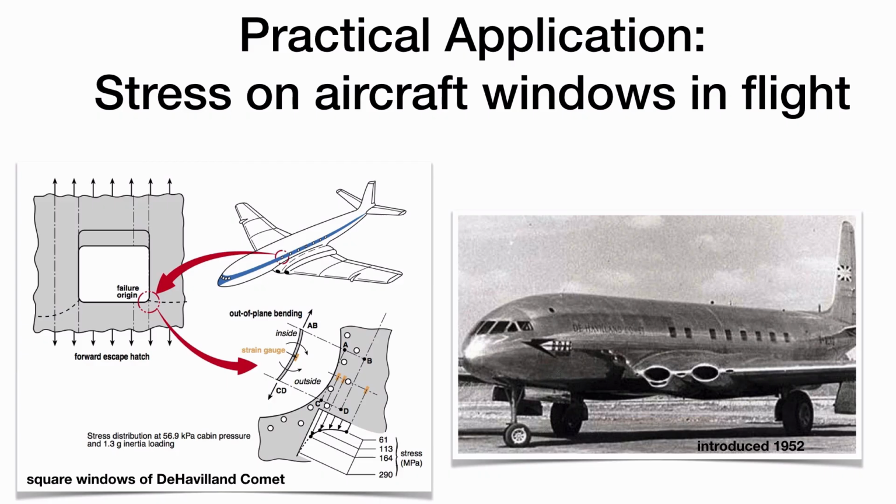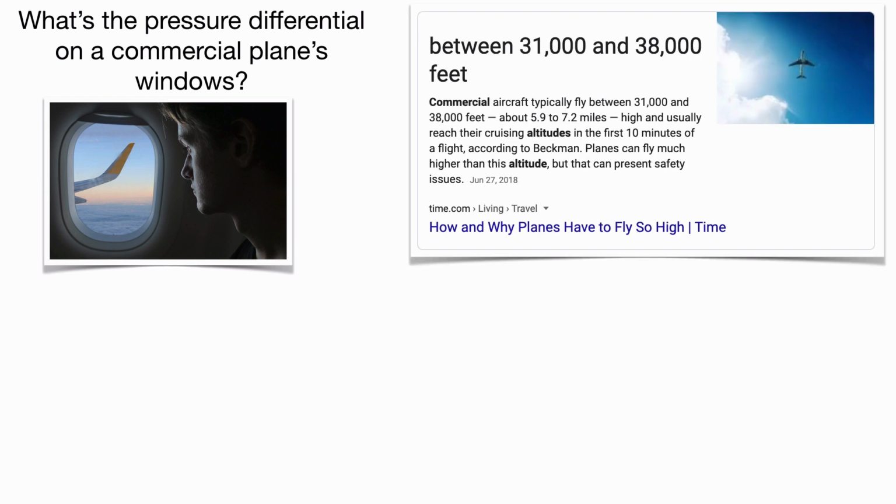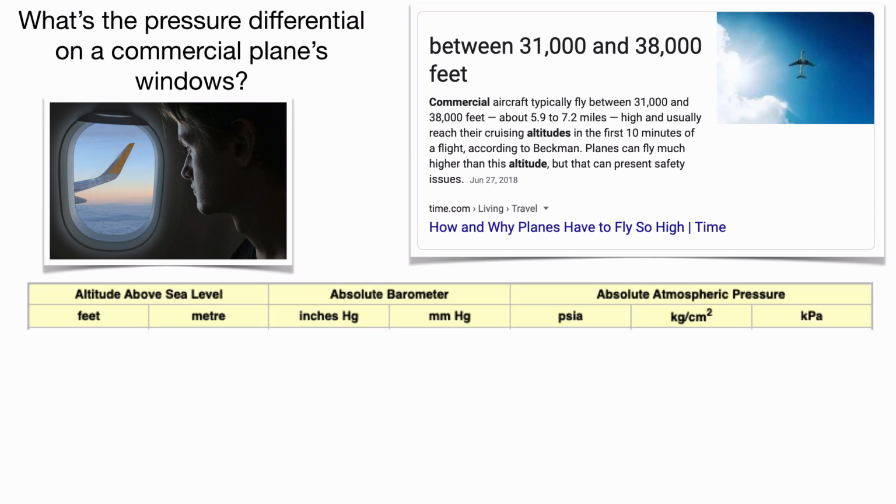All right, so let's do a practical application of pressure differential. And we're not actually going to talk about the de Havilland comet, but it's a tragic tale of history of technology and their wings, or I'm sorry, their square windows. But we are going to talk about modern commercial windows. So let's ask the question: what is the pressure differential on a commercial plane's windows? All right. So I first asked, what altitude do they fly at? And I'm going to round this up to 40,000 feet.